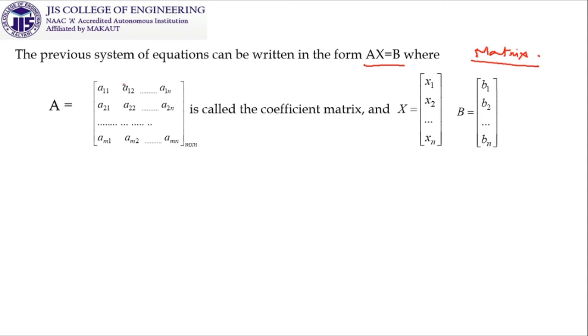So look at this. In the rows a11, a12, dot dot dot a1n, all the coefficients of x1, x2, x3 up to xn, and a21, a22, a2n. This is the second equation with all the coefficients of x1, x2, x3, xn, and this is the mth equation. So it is an m cross n system.